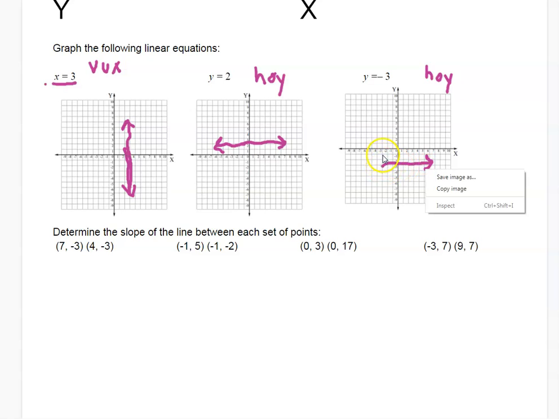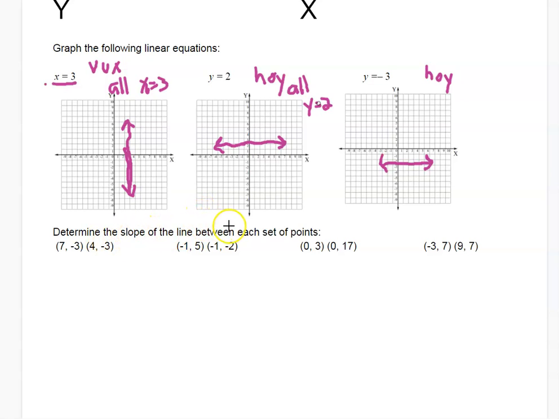Now, I want to point something out on these lines. Okay, here, every x value is 3. So I have 0, 3; 1, 3; 2, 3; 4, 3; 5, 3; 6, 3. All x equals 3. Okay, here, all the y's equal 2. Similarly here, all the y's equal negative 3. That's real important for this next step, okay?